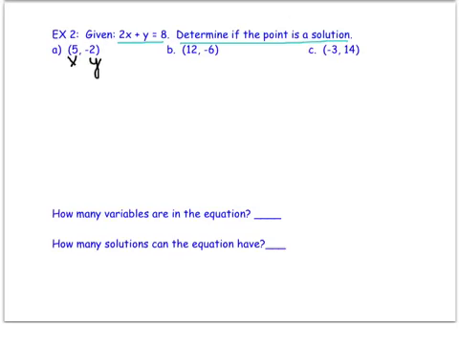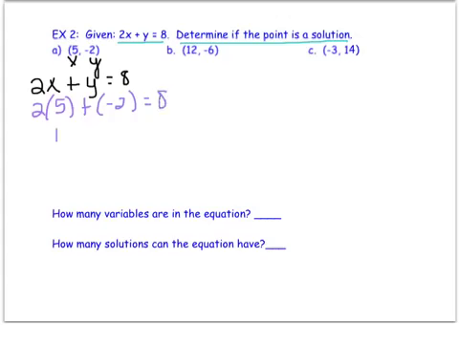Okay, so what you're going to do is rewrite your equation: 2x plus y equals 8. Now I'm going to plug in where I have x, and where I have y, I'll put that in. So let's see what in the world happens. We're going to say 2, what's my x? 5, plus what's my y? Negative 2. We're going to see if that equals 8. 10 plus negative 2 equals 8. Does 8 equal 8? Oh, yes it does. So yes, that is a solution.